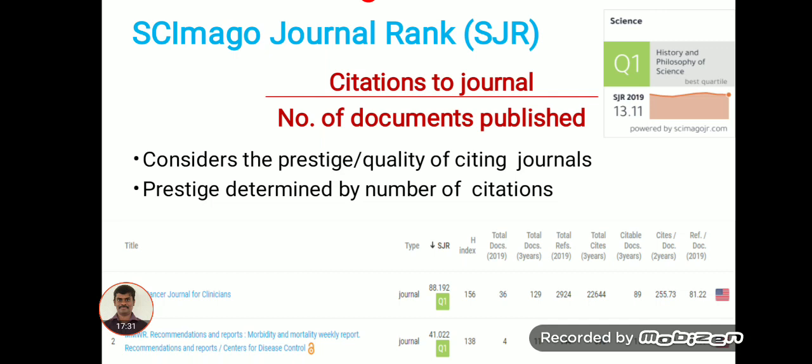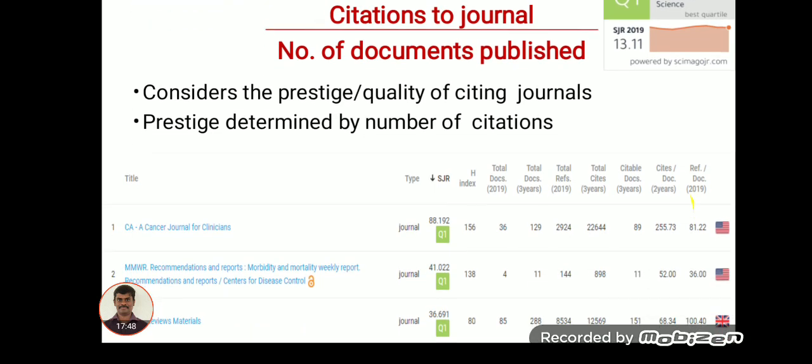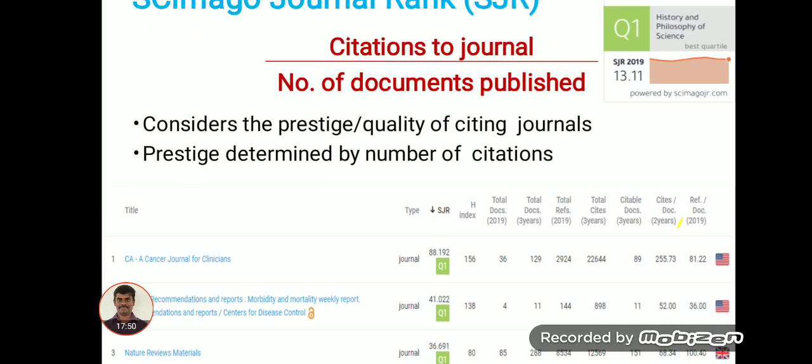So it is considered the prestige and the quality of the journal, citing journals. The prestige is determined by the number of citations. So depending on the number of citations and the impact, this ranking is given for all the journals. Here also the journal ranking goes with quartile 1, quartile 2, quartile 3 and quartile 4.